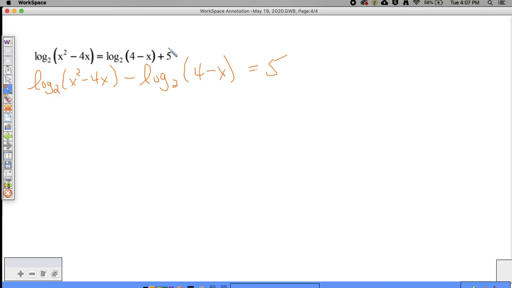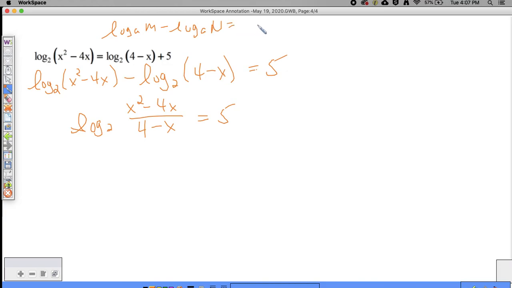And again, we're going to condense these two: log base 2 of (x squared minus 4x) over (4 minus x), and that's going to be equal to 5, right? So I condense these two using my log property, log base a of m minus log base a of n equals log base a of m over n. And remember, these properties go back and forth depending upon what you want them to do.